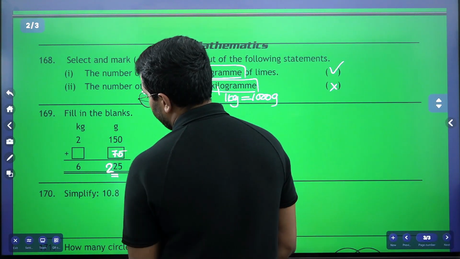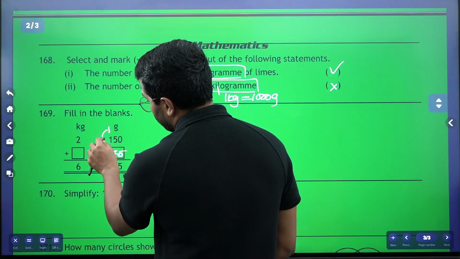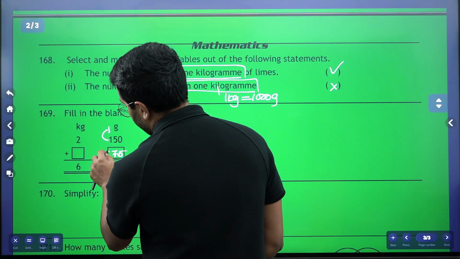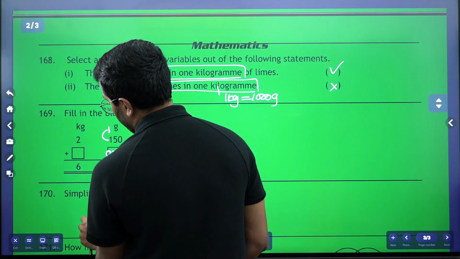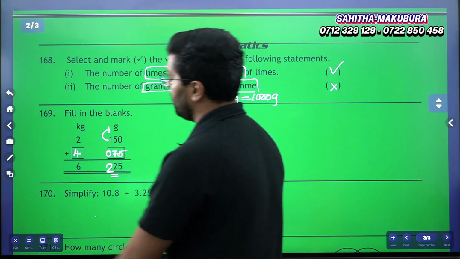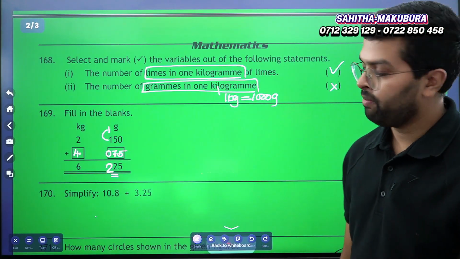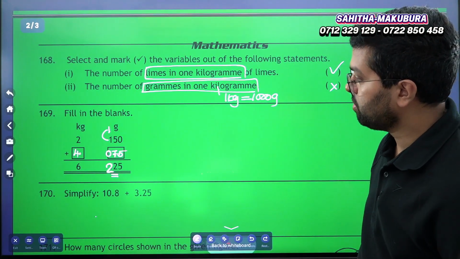Right. 5 plus 7 is 12. You have 1 left. 1 plus 1 is 2. Let's put a 0 digit here. 2 plus 0 is 2. So 2 plus 4 gives you 6. Right? 2 plus 4 gives you 6.